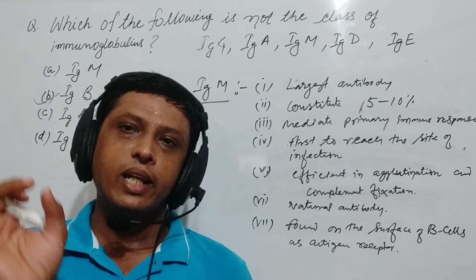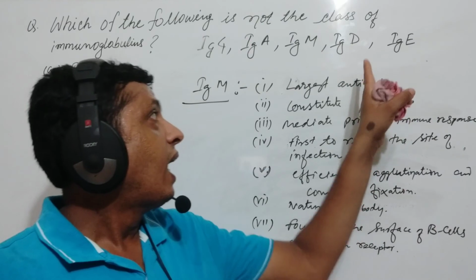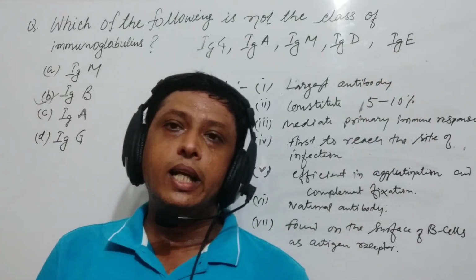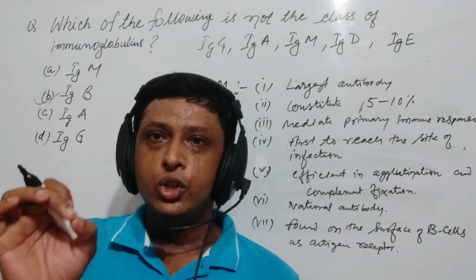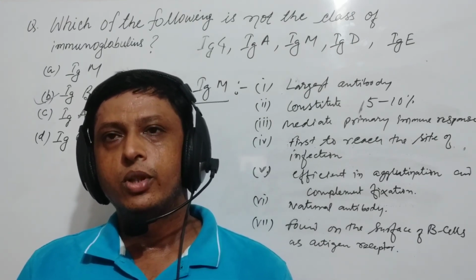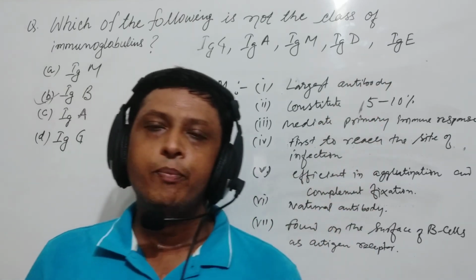Now our next is IgE, immunoglobulin E. Why E? E for epsilon. The heavy chain is the epsilon chain. IgE is very less abundant; it constitutes 0.002% of the total antibodies. What is the main function of IgE?